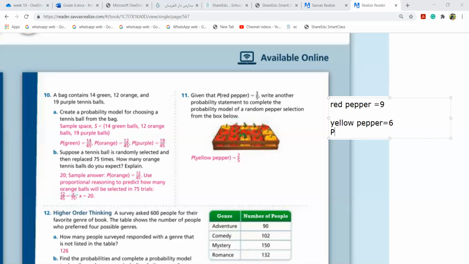So if I ask P of yellow pepper, what will you say me? P of yellow pepper. Zishan, P of yellow pepper how much? Equal 6 over what? Zishan, 6 over how much? 6 over total. 45 was here. All of them when you add. Here how many are the total? How many all are there? 6 over total number of peppers, red plus yellow, everything. Count all of them.